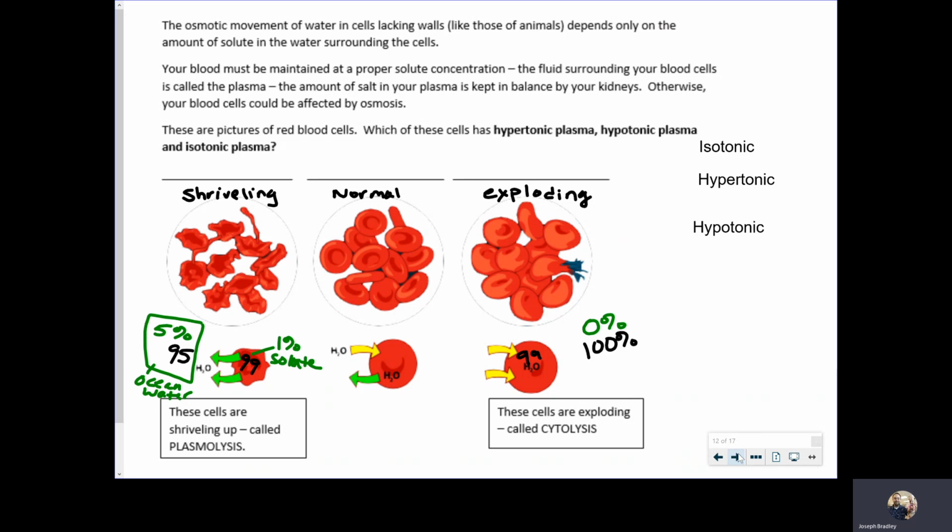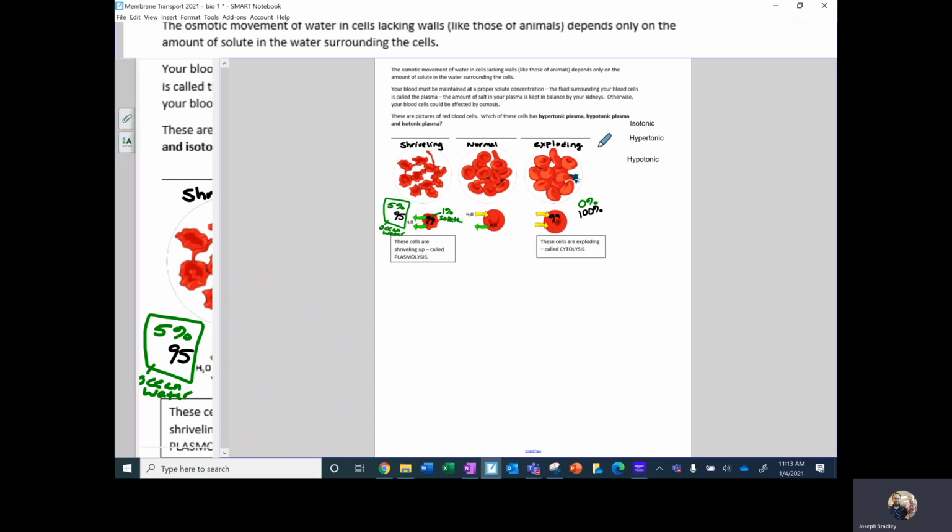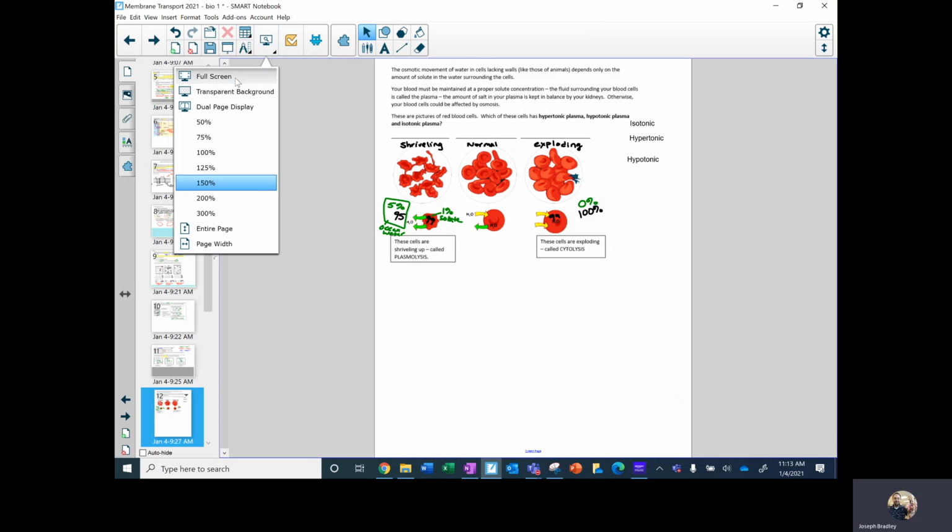So if your cells have too much salt outside, they're going to shrivel and look like this. Normal, it should look like this. And if there's not enough salt on the outside, if you get straight water as an IV, this is what's going to happen to your blood. They're going to explode. Note these terms. The shriveling is called plasmolysis. Exploding is called cytolysis.